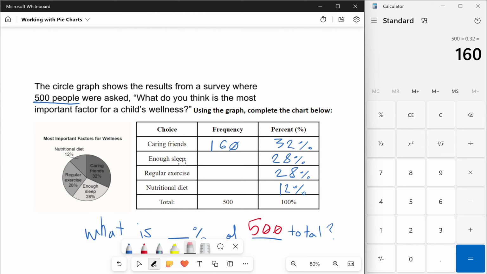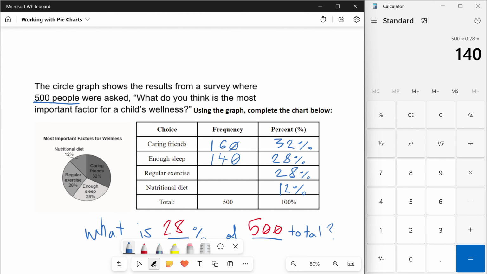How many people chose enough sleep? Well, 28% of people chose enough sleep. So what is 28% of 500 total? Okay, well, I can use my calculator. I have it on hand. I'm going to do 500, which is our whole number, times the decimal version of the percent. What's the decimal version of 28%? 0.28. 500 times 0.28 is 140. So 140 people in our survey chose enough sleep.